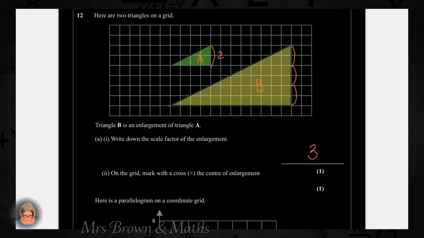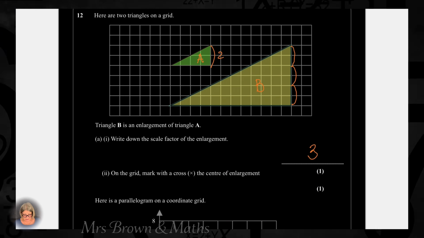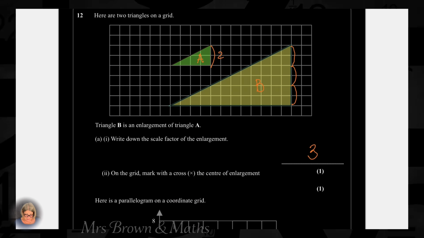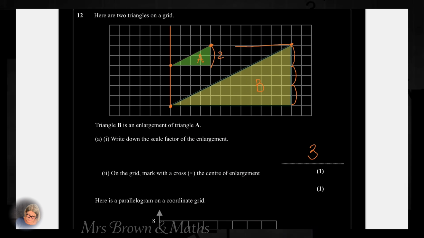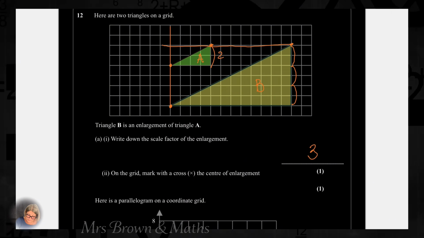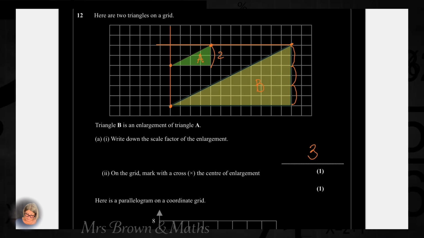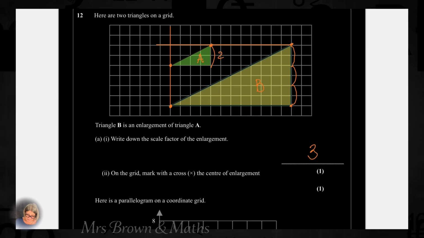Right, on the grid, mark with a cross the center of enlargement. So this point refers to this point. Get a ruler and draw the line. Connect these 2 points. Right, this point and this point, I will connect them. Right, and this point and this point.